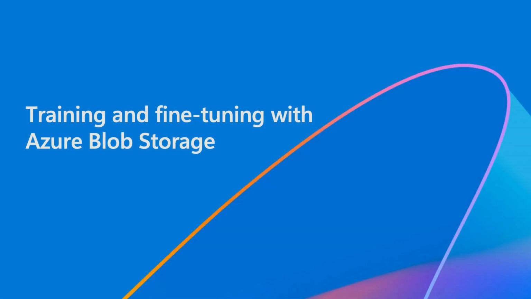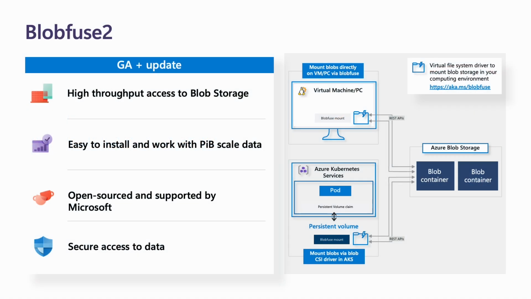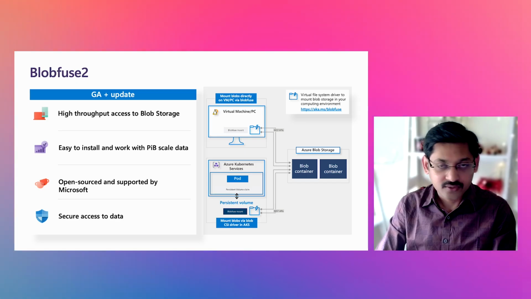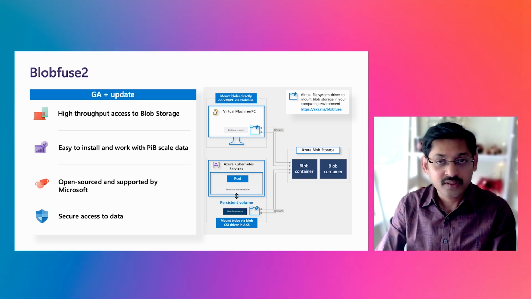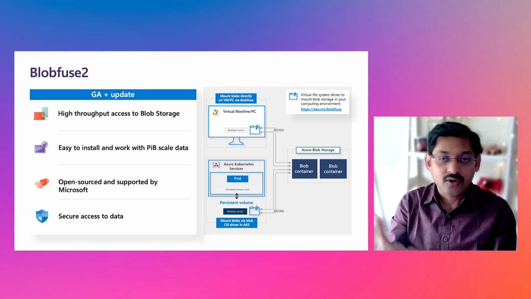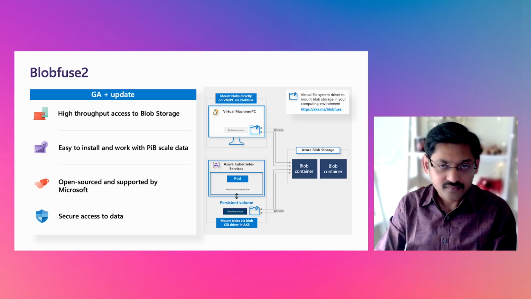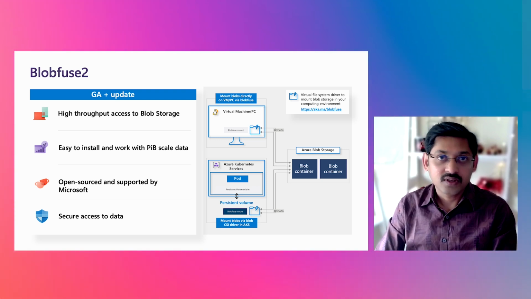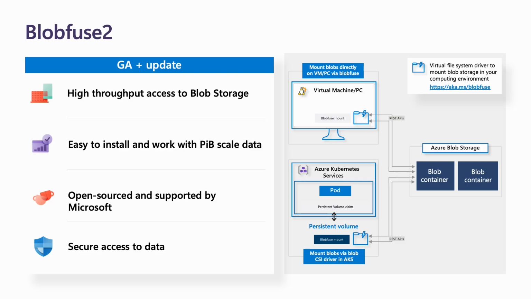Now, the tool that we're going to talk about from a fine-tuning and checkpointing perspective is Blob-Fuse 2. What does Blob-Fuse actually do? Blob-Fuse 2 provides high throughput access to blob storage, and it is much easier to install. You just do an apt-get install blobfuse2. You'll be able to work with it, and you'll be able to mount your petabyte scale storage onto your computing environment in very quick steps. And you can have access to high throughput workloads by using caching mechanisms.